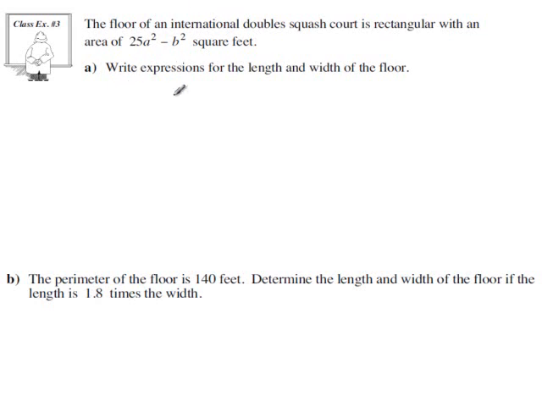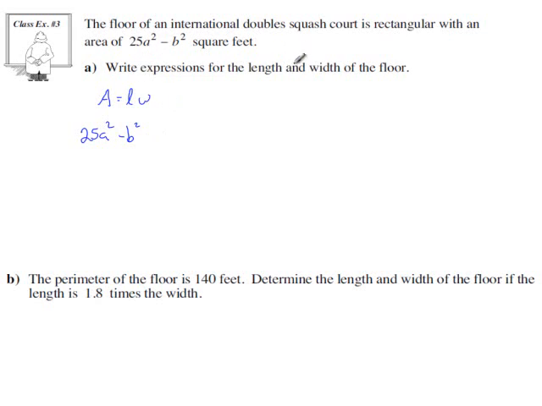So when you're trying to solve this question, you know that the formula for area is area equals length times width. And you know that your area is 25a squared minus b squared. So if you could write this as something times something else, in other words, if you could factor it, then the two factored expressions would be your length and your width.